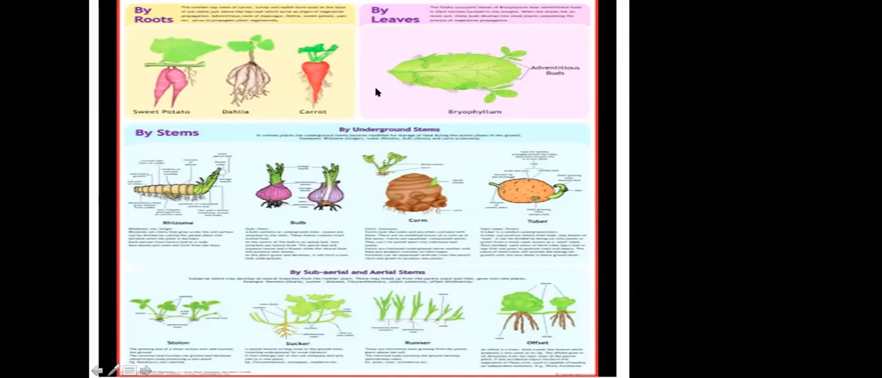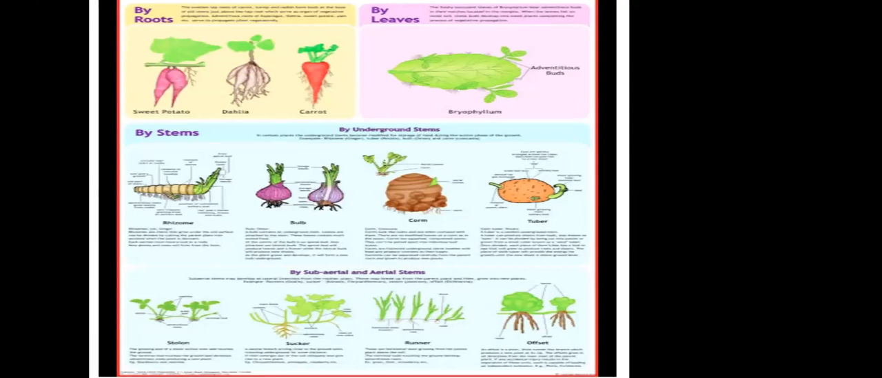Next, by leaves. Some plants like bryophyllum have notches in the margin of the leaf, and in these notches there will be some buds. These are called adventitious buds. From these adventitious buds, new plants develop. If the bud falls on the ground, it develops into an entire new plant. This method of reproduction with the help of adventitious buds is called vegetative propagation.